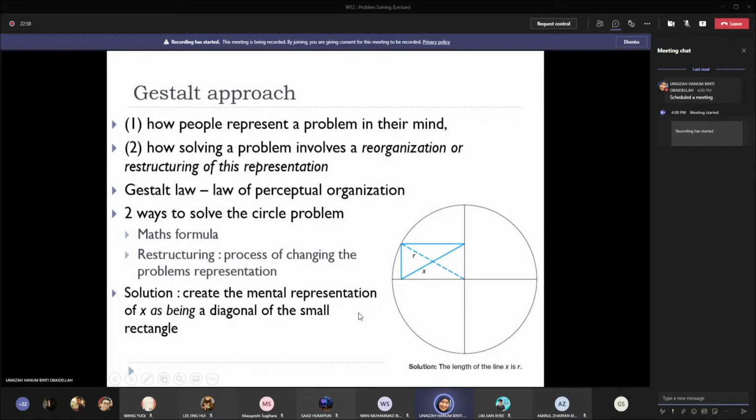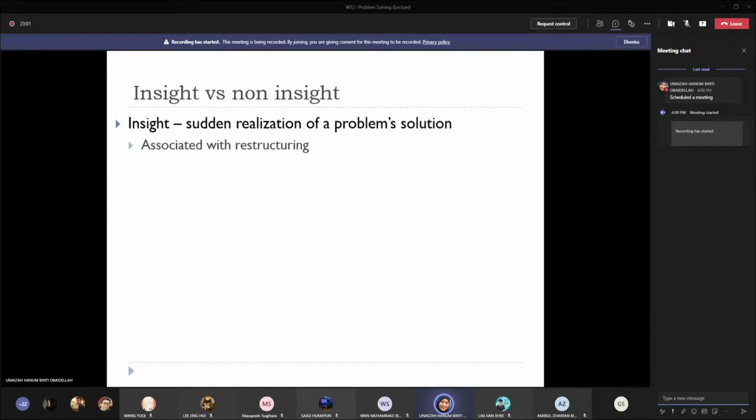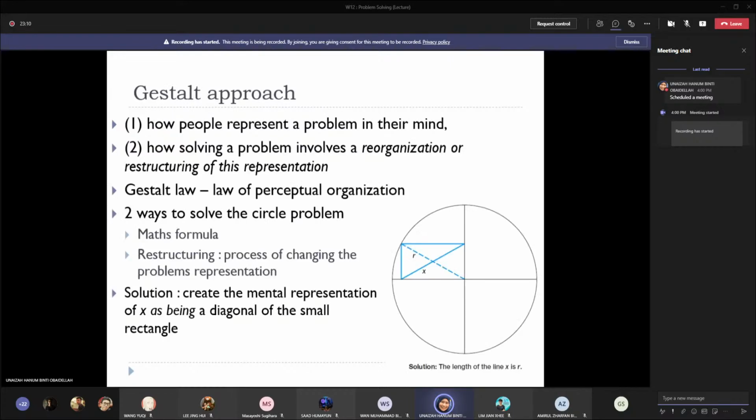The point when they reach to that, oh yeah, that makes sense, is what we call insight, okay? And this is basically a sudden realization of a problem solution. Right, and of course it is very much associated to being able to see the structure. Like here, you have R over here, and then you know that this R and this X are basically of the same length. Okay, so that is basically the point that requires you to reorganize this problem in this sense if you don't use this formula approach.